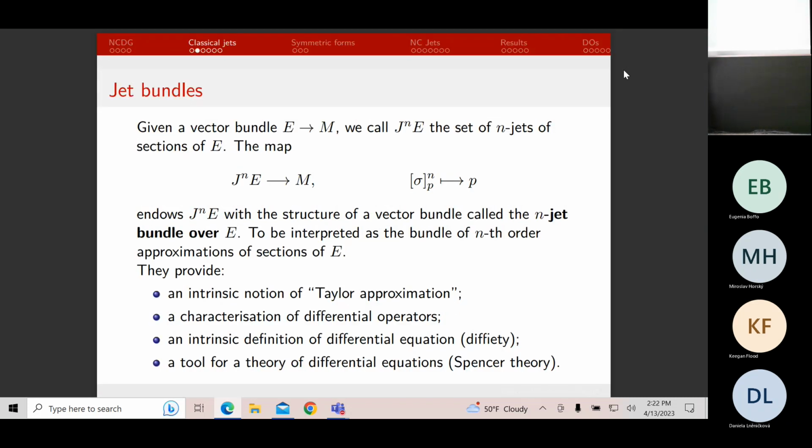Okay. Why are they useful? Because as we saw, they provide an intrinsic notion of Taylor approximation. Furthermore, as we saw some weeks ago, they are the representing object for differential operators in the classical theory. Furthermore, they're also used to give a more general, more intrinsic notion of differential equation, I think. And not only that, but they provide us a tool to understand whether some equations have a solution or not, like the Spencer theory.